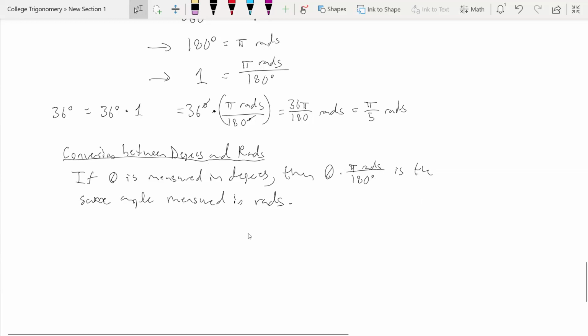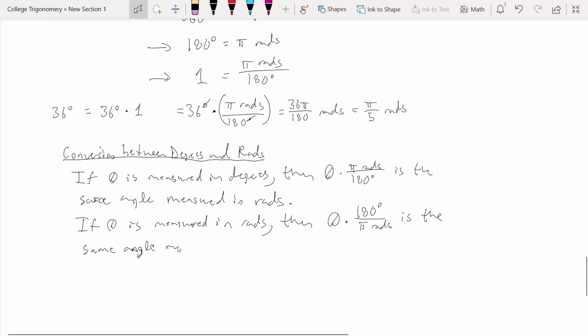So if I want to convert from degrees into radians, I multiply by pi rads and divide by 180 degrees. On the other hand, if theta is measured in rads, then I'll take my angle and multiply by 180 degrees, because I want to convert it to be in degrees. And I want to cancel off the radian, so I'll divide by pi rads. This is the same angle measured in degrees.